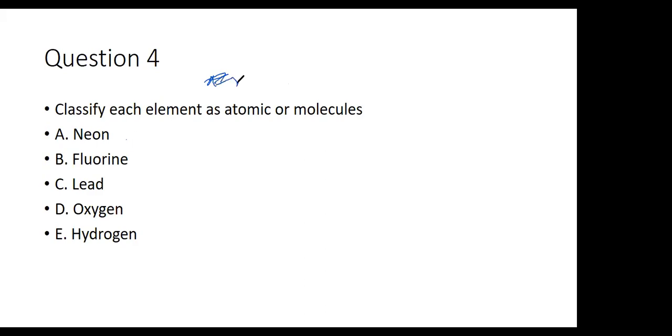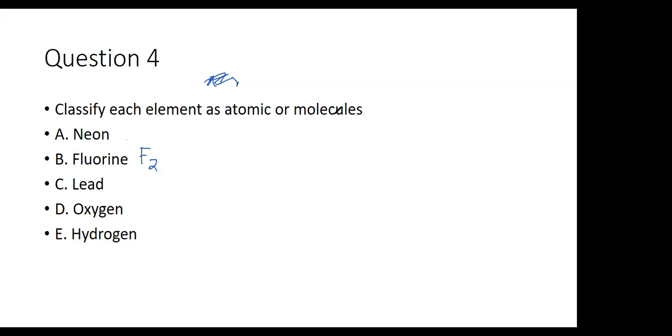Anyways, fluorine. Fluorine is going to be diatomic. When you find fluorine in nature, it's always going to be F2. So that's a molecule. Lead, metal. When you're dealing with metals, metals are going to be atomic. They're going to be what's called a metal bond. But they're not like molecules as we think about molecules. So lead is atomic. Oxygen. Oxygen is one of those that will always be found in a molecule, O2. Same with hydrogen. You're never just going to find a hydrogen atom. It's going to be H2. So oxygen and hydrogen are molecules. So fluorine is a molecule, while lead and neon are atomic.